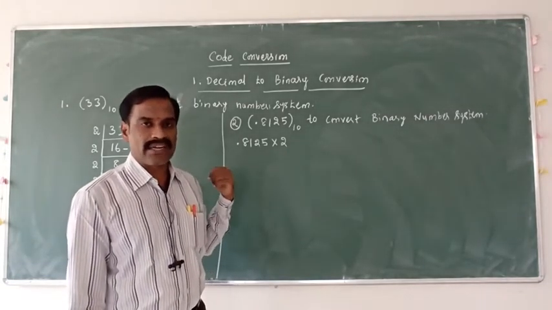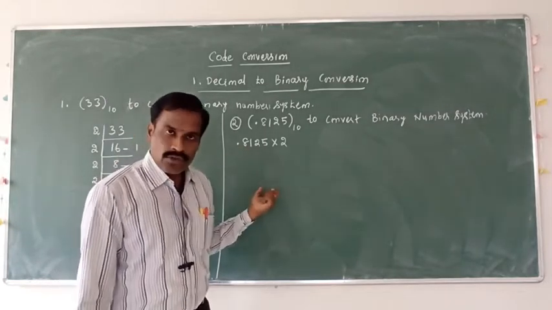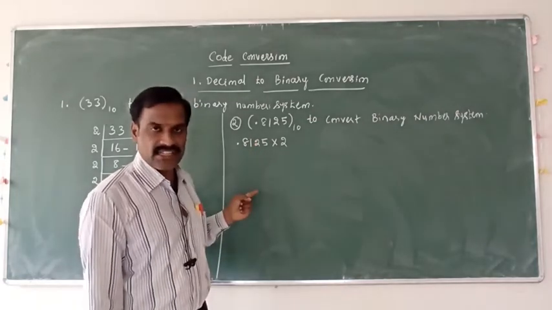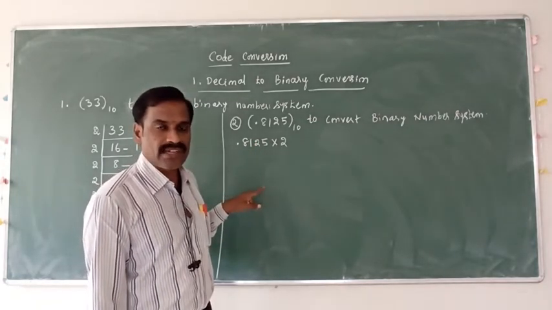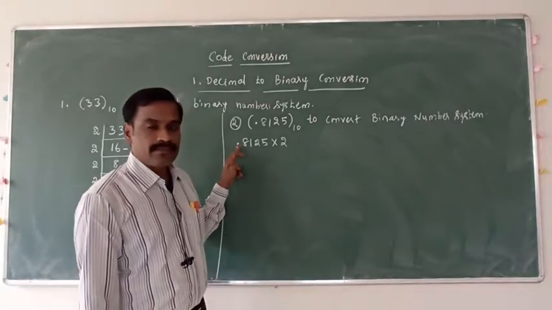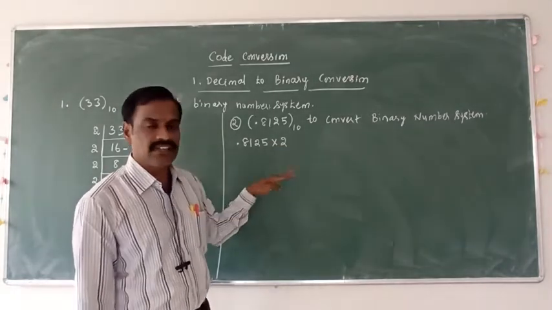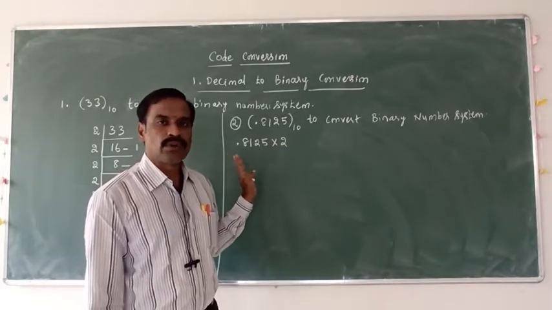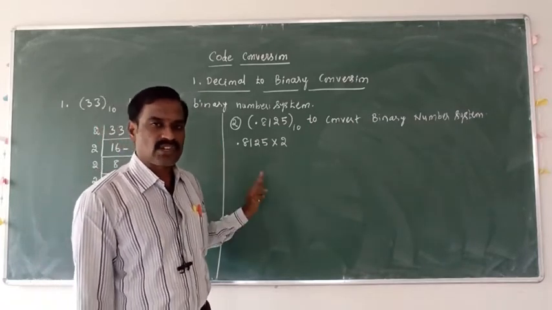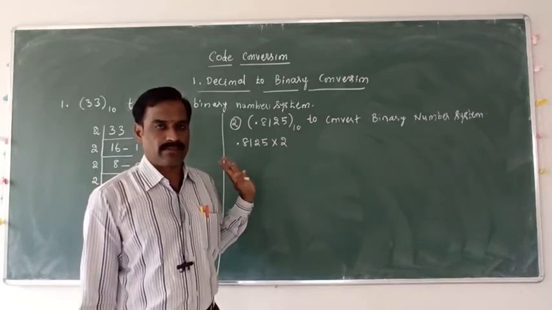And the third one: if no 0 occurs and no same number repeats, then how do we stop the conversion? After 5 digits, we can stop the process. These are the 3 ways we can stop converting decimal to binary format.